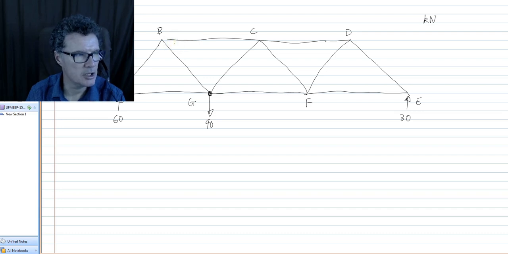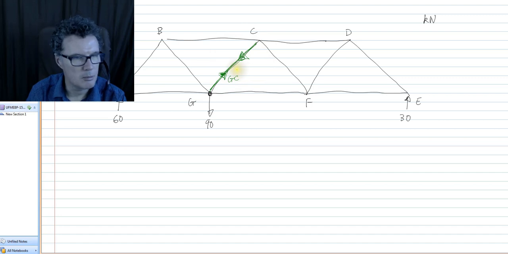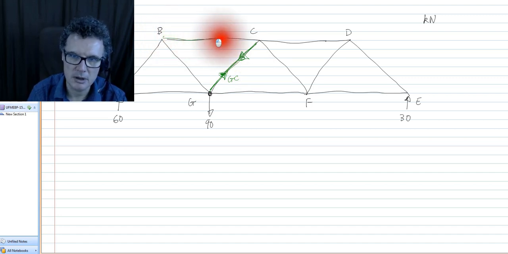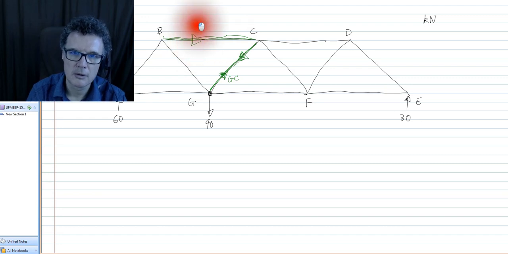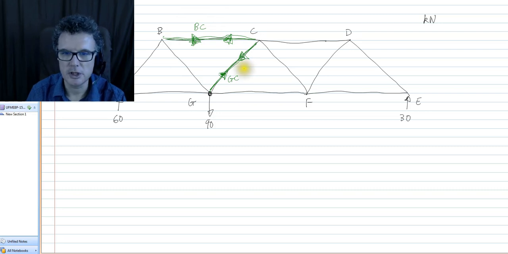I've been asked to find GC, which I'm going to call CG. I like calling it using the lower letter first. But okay, I'll follow their convention. So they want to call this GC. We want to find the internal forces here, so the GC. We want to find BC, so that's going to be this one here. Find the internal force there, and find the internal force GF, which is going to be this one here.